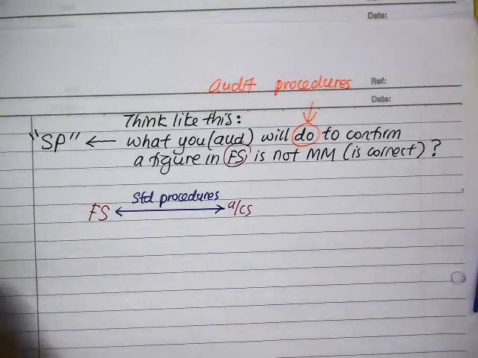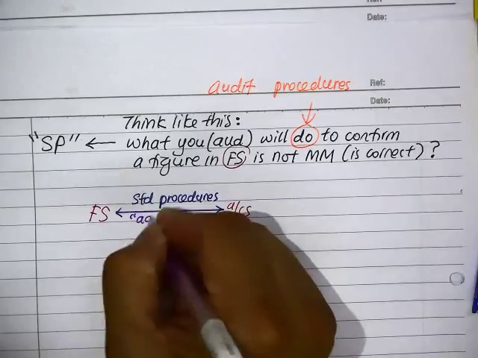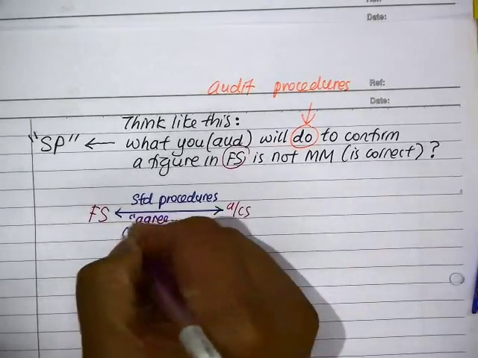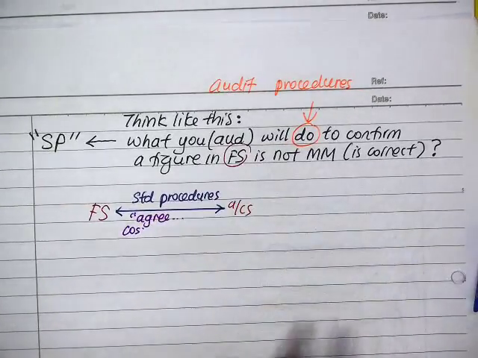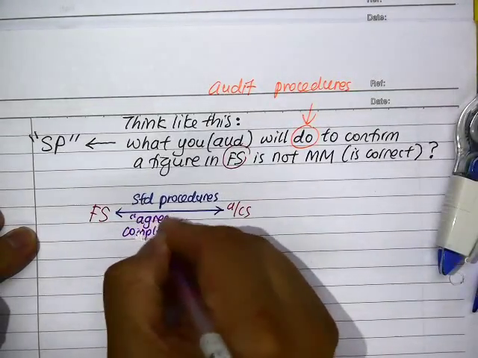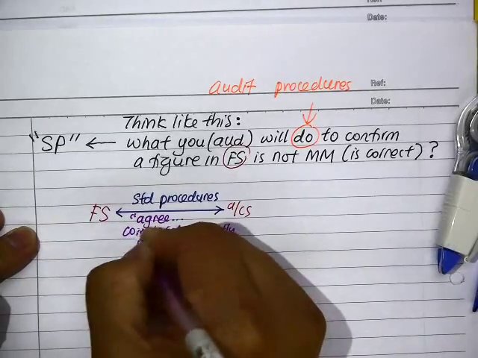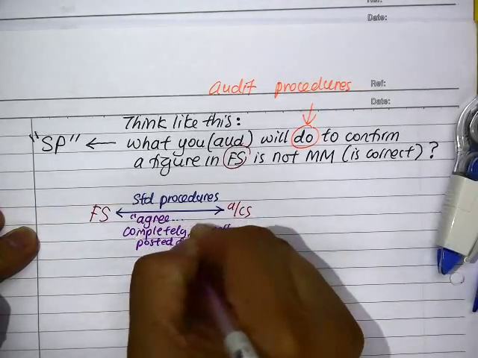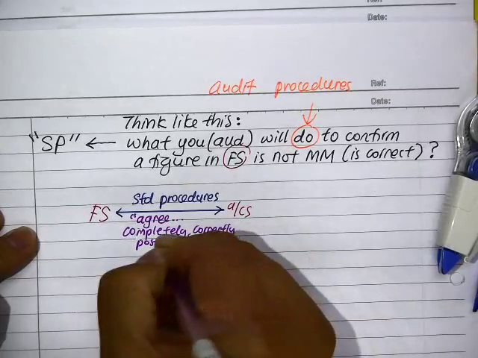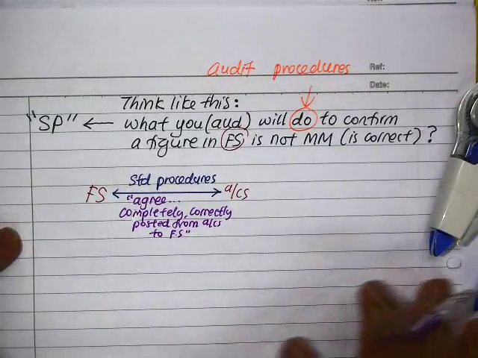So the purpose of standard procedure is just to make sure that the figures agree, so that the figure becomes completely and correctly posted from account to financial statement.